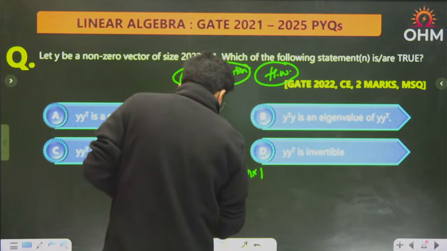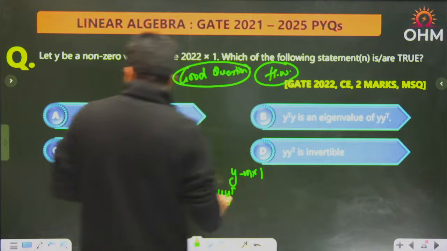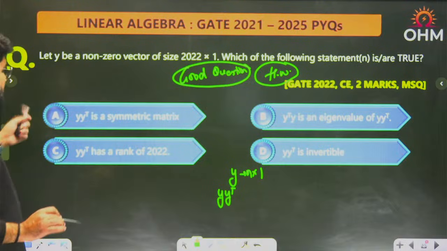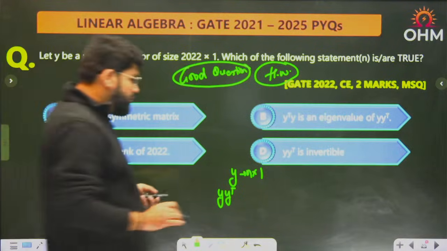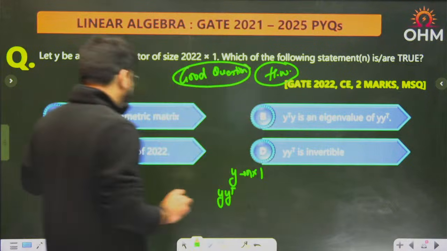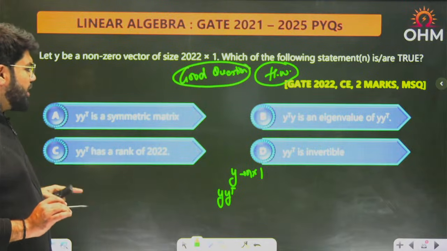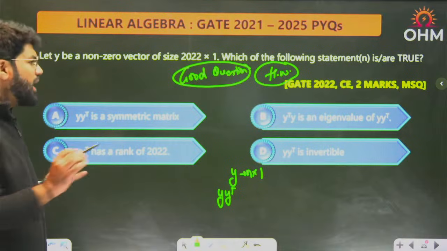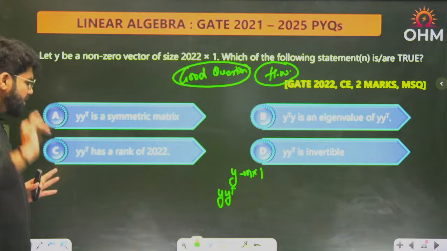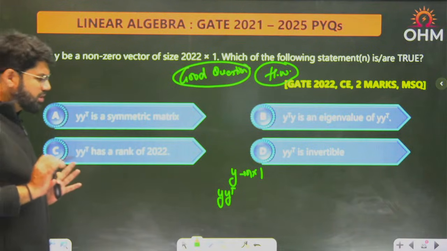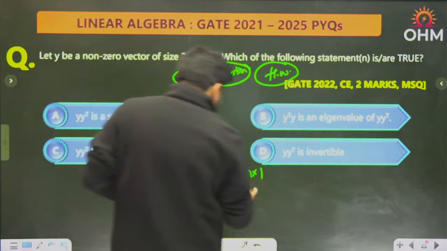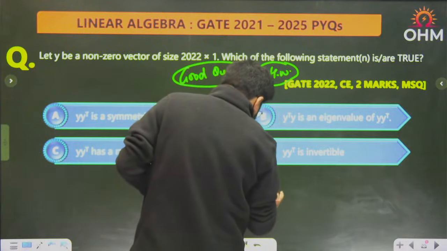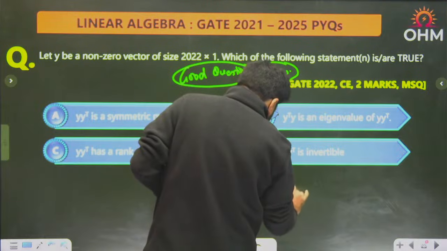Remember, y y transpose, just like the previous question, is a symmetric matrix. Already I have shown you. So what is the rank of that, or what is the eigenvalue of that, the trace of that? All that I have explained to you. Just think about this and solve it just like x x transpose, which is symmetric.